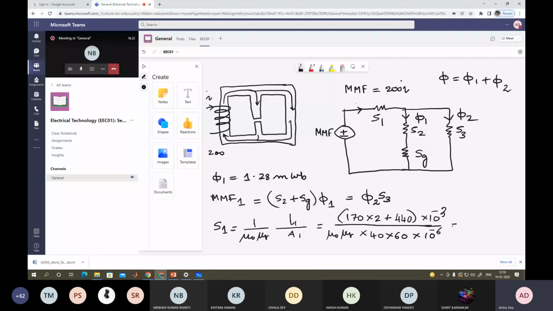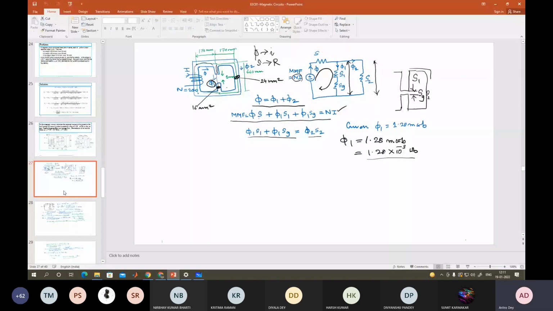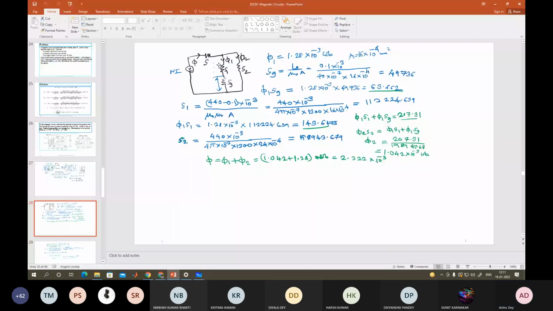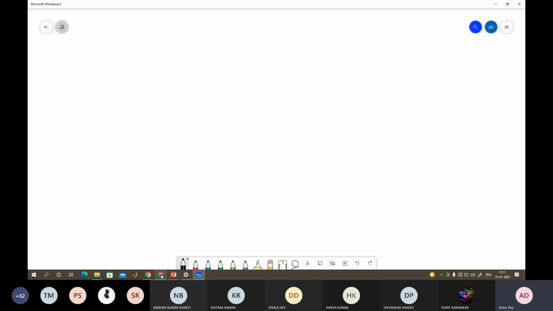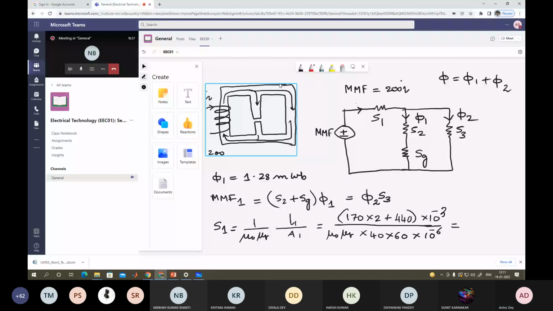If you calculate that, that is solved actually in this PDF. It is written in the other way, where is your S? Anyway, let us do it afresh. So what is the value of this? 170, 340, 440. So 780, isn't it? 780 by mu 0 mu r into 2.4, like that. So this is your S1.